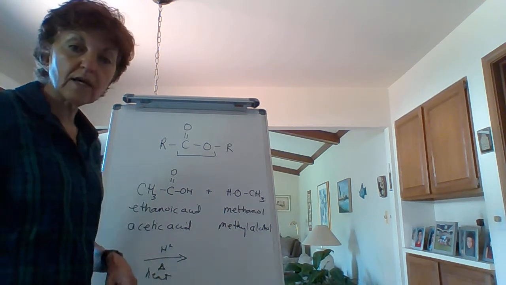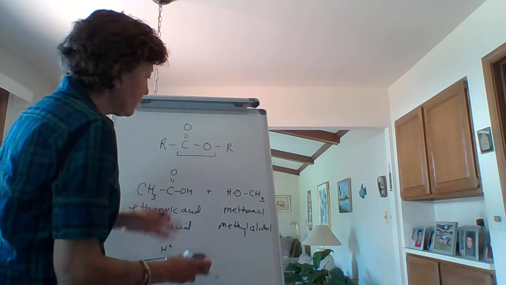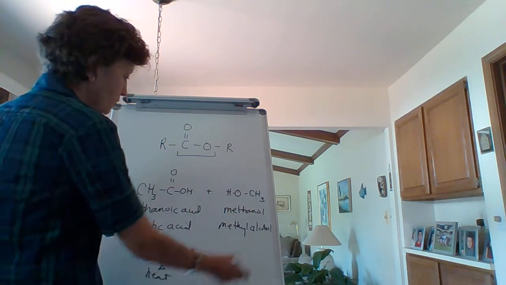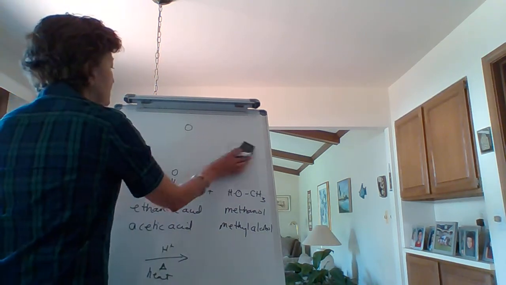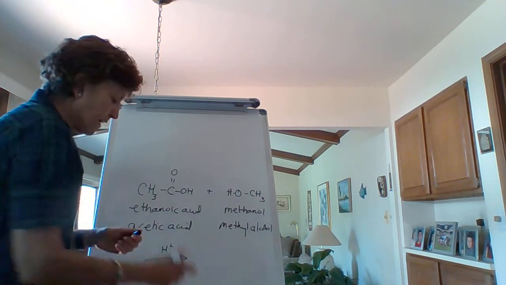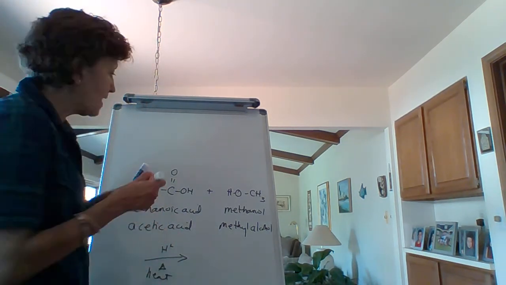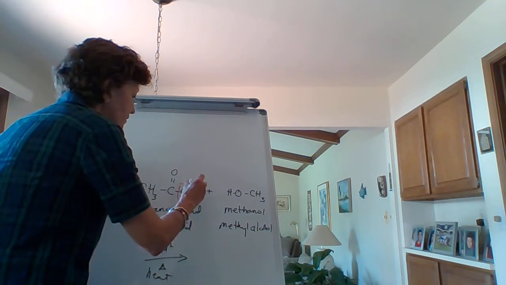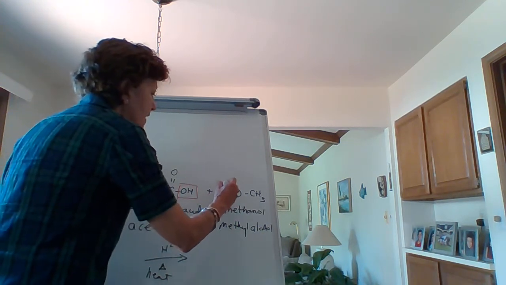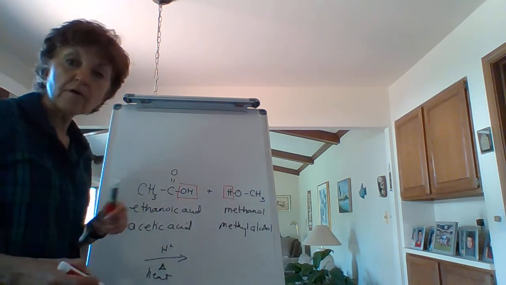And let's see what we get. Okay, I'm going to draw the ester up here. Okay, so the results are going to come over here. Let's see what happens. Now, this is what you guys have to do. Take the OH from the carboxylic acid and the H from the alcohol.